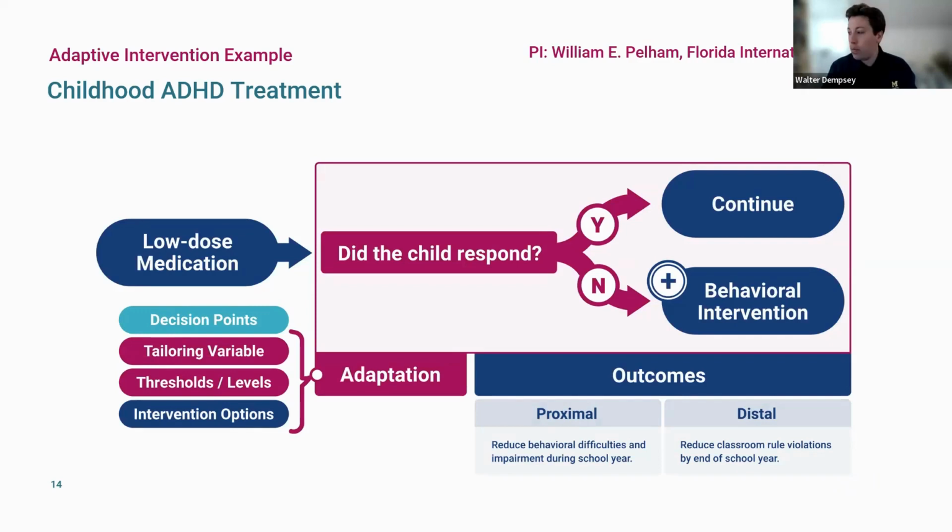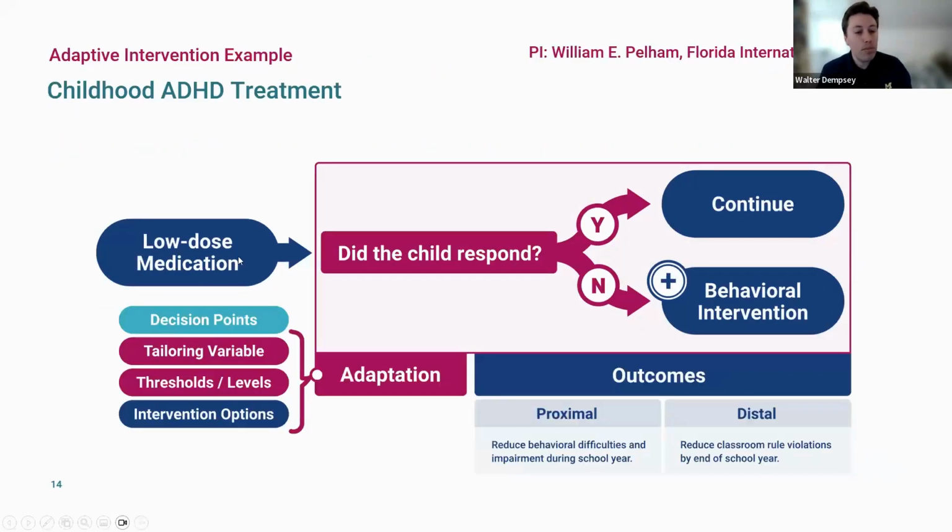The proximal outcomes are the things that the adaptive intervention is targeting directly. In this particular case, the proximal outcomes are to reduce behavioral difficulties and impairment in the course of the school year. So you're monitoring monthly and you're trying to achieve these proximal outcomes. And by achieving those proximal outcomes, your goal is to achieve the distal outcome. If you think in a mediational way, these proximal outcomes are mediators on some pathway to achieve a distal outcome. And so the AI you're building is really trying to improve those mediators and thus improve the distal outcome.